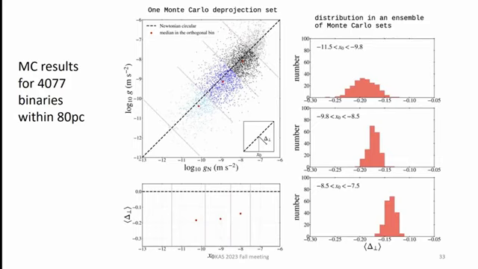Okay, so this is one Monte Carlo result. And then if you do many Monte Carlo runs, then the medians will have a distribution. This is from 200 Monte Carlo runs.